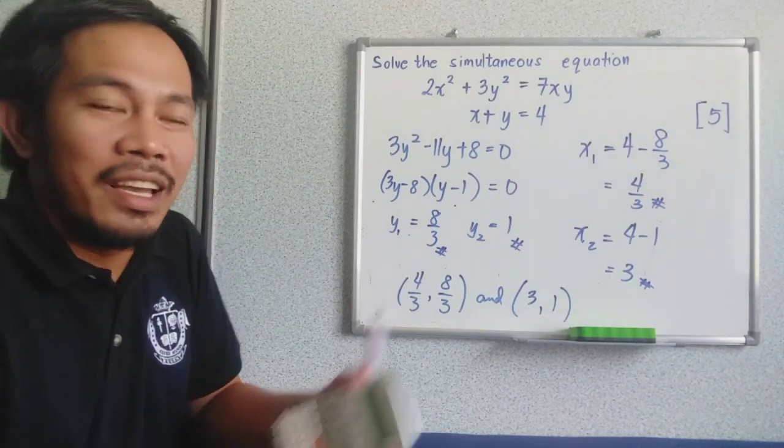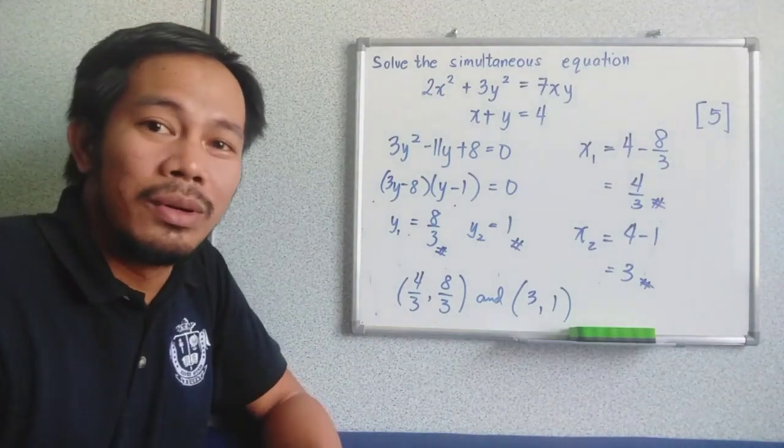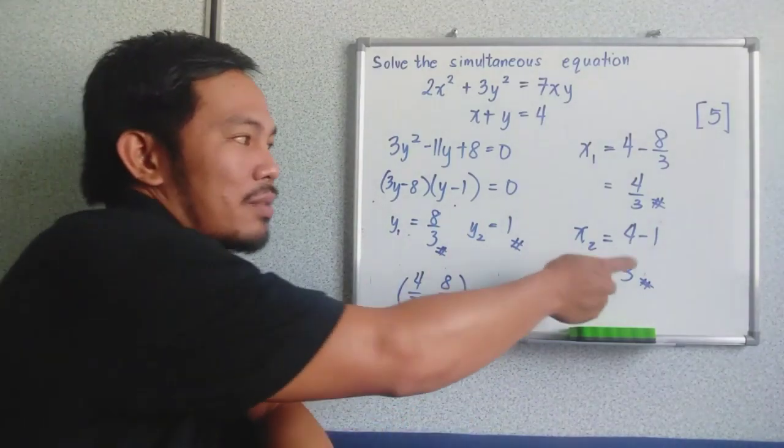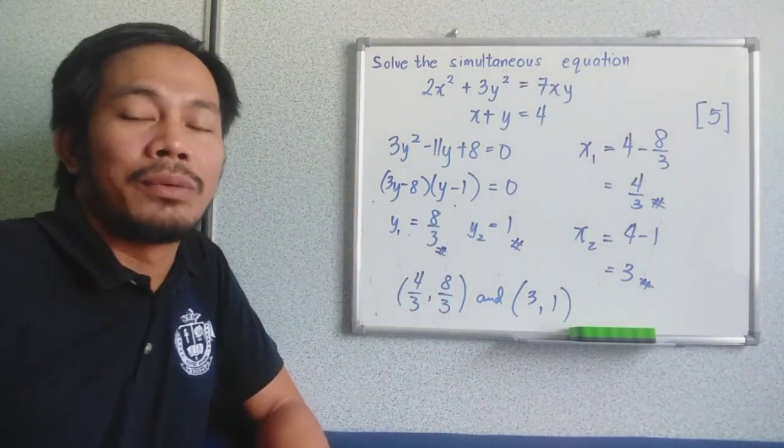Okay, marking, it's 5 marks. How? You will get 1 mark for each, 1, 2, 3, 4. Okay, and then 1 mark for the working.